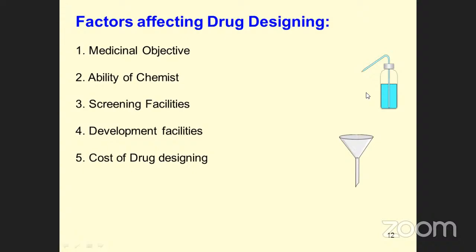Then developmental facilities, other infrastructure, are also obviously required for drug designing. And this is the biggest hurdle right now for all academia, that is the cost of drug designing. We need a good hefty amount of money to start drug designing. Obviously, you need to purchase chemicals, you need characterization, spectral identity, and then biological testing. Everything is done by money. So money matters a lot in drug designing.